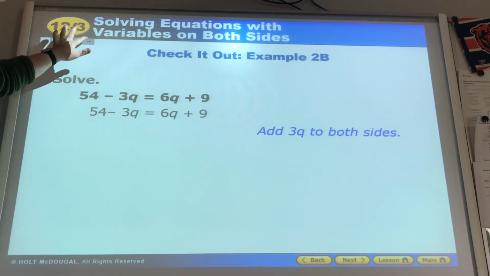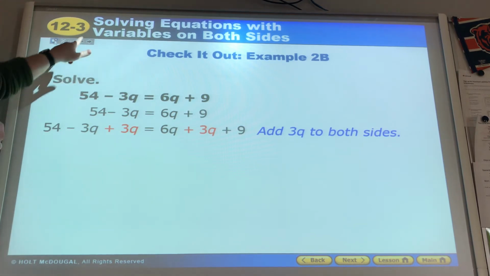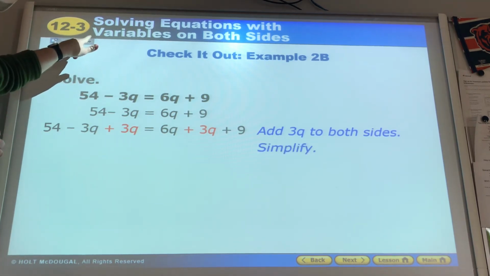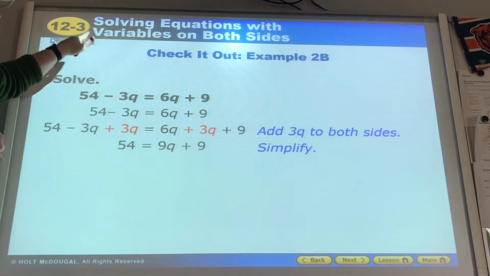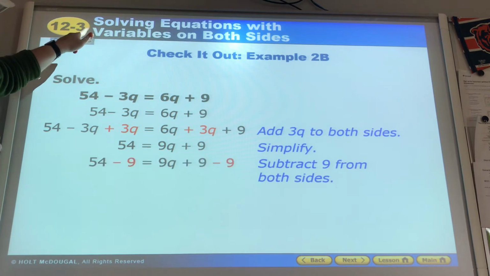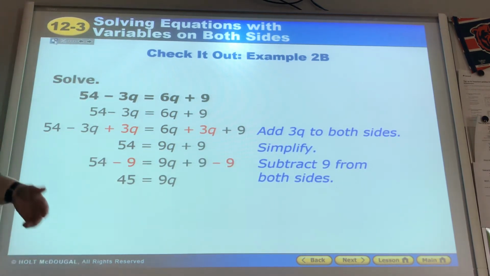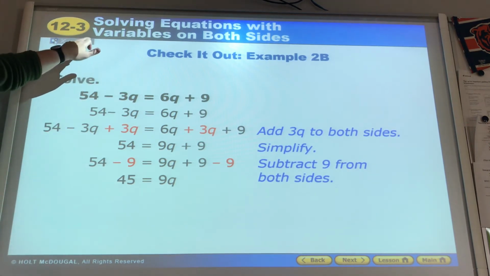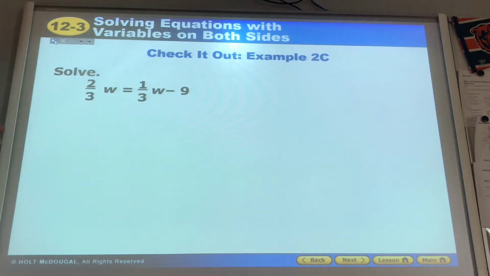So, they chose to add 3Q first. That's not going to be a problem. It's just going to do our order a little different. They simplify. They get this, 54 equals 9Q plus 9. Then they subtract 9 from both sides. 45 equals 9Q. They come up with the same solution by dividing by 9 on both sides, and 5 equals Q. So the order really did not matter. It's just that we did it appropriately and did the steps correctly.